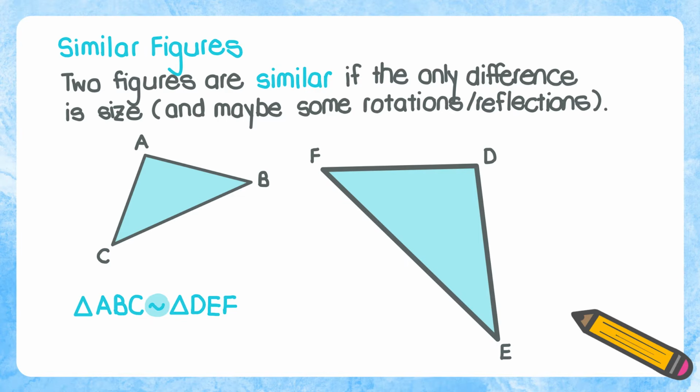Let's say the second triangle, triangle DEF, was rotated a little bit. Although it was rotated, notice how it's still the same shape as triangle ABC. The only actual difference is still just the size. So these two triangles are still similar to each other.